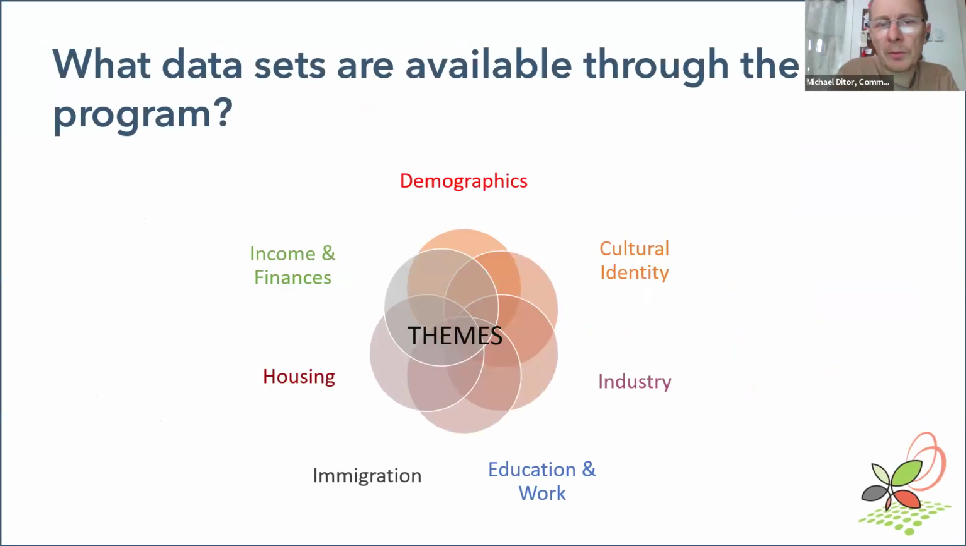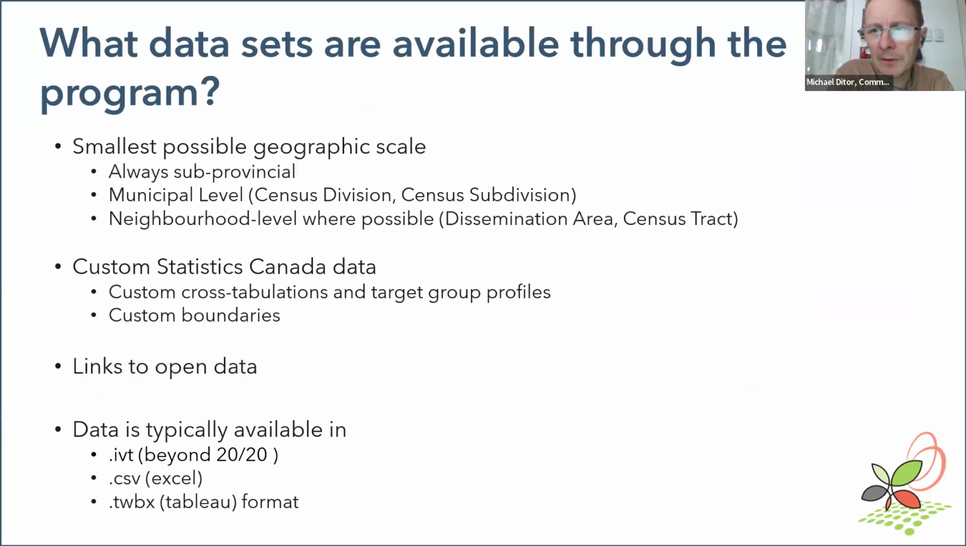Sadie talked briefly about the types of data that we get in the program, and just repeating what she said, we always try to get the smallest geographic scale possible. So minimum, we want to get things at the census division, census subdivision, so that's like county and municipality level. With some exception, we'll get something at the CMA level if it's really of interest, such as the labor force survey. But generally, the cutoff is census division.